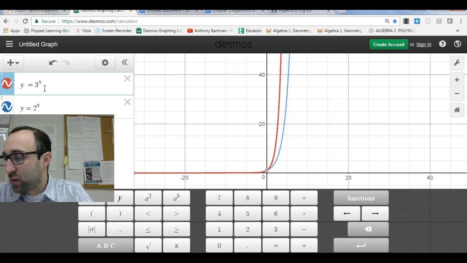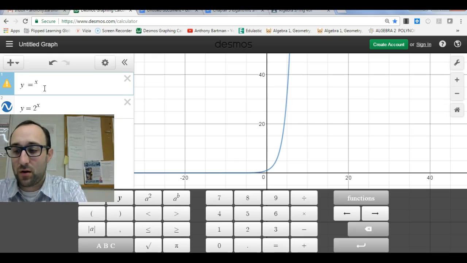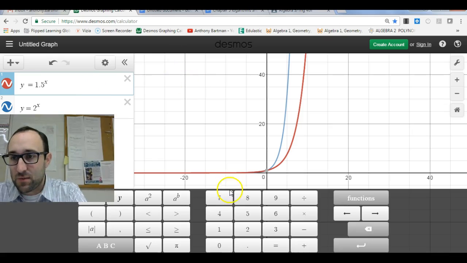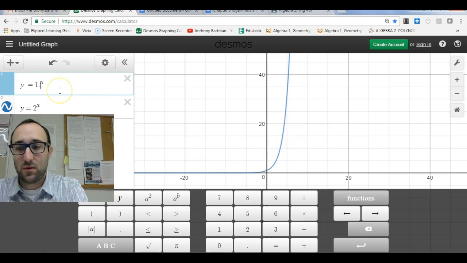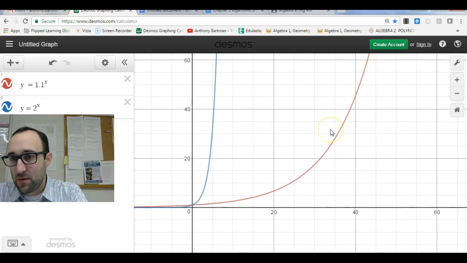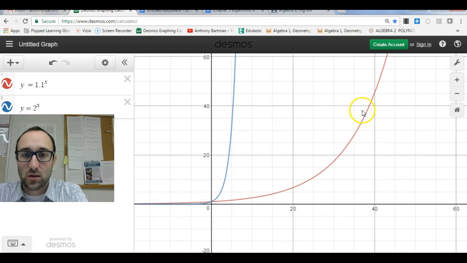What do you think happens when we decrease our base? Let's say we change it from 2 to something less than 2. What do you think will happen? Well, let's put it at 1.5. It becomes a little less steep. That multiplication doesn't happen as quickly. Let's say we make it 1.1. You see how way less steep it is, right? It's still going to grow exponentially, but it's not going to grow as quickly.